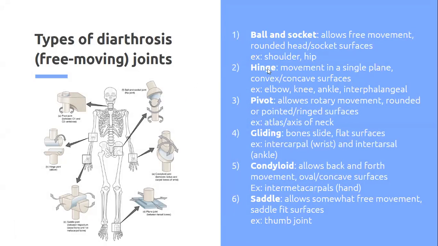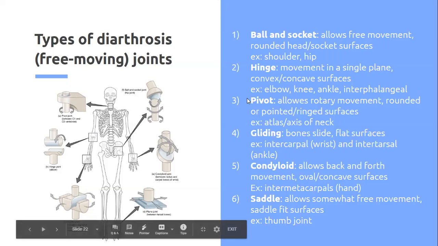And then we have the hinge joint, which is movement in a single plane, with convex and concave surfaces. Examples are your elbow, your knee, your ankle. If you hold up your elbow right now, you can only move it in one direction. I think of it as a door. Moving your elbow up and down is like a door opening and closing, same thing with your ankle and your knee. It's a movement in a single plane, so it can't really rotate very well.